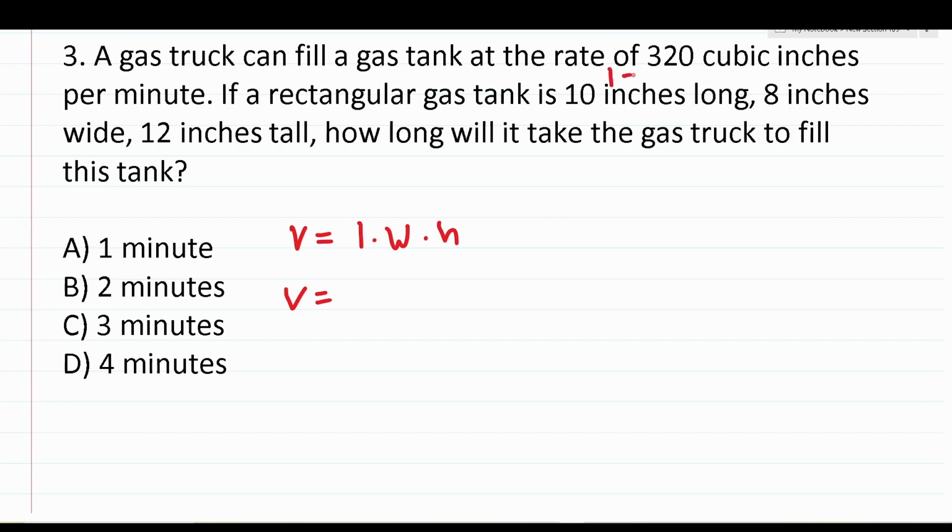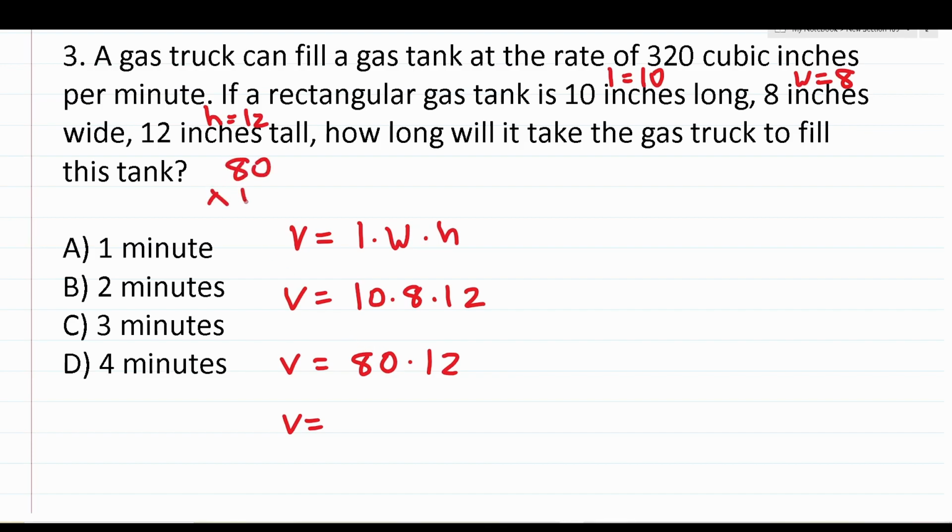Specifically, it said the length of our gas tank is 10 inches, so L is 10. Its width is 8, so W is 8. And its height is 12. So let's plug those in accordingly. This becomes 10 times 8 times 12. All right, let's keep working this out. 10 times 8 is 80, so this becomes 80 times 12. And of course, I'm going to work this off to the side so as not to make any mistakes. We have 80 times 12.